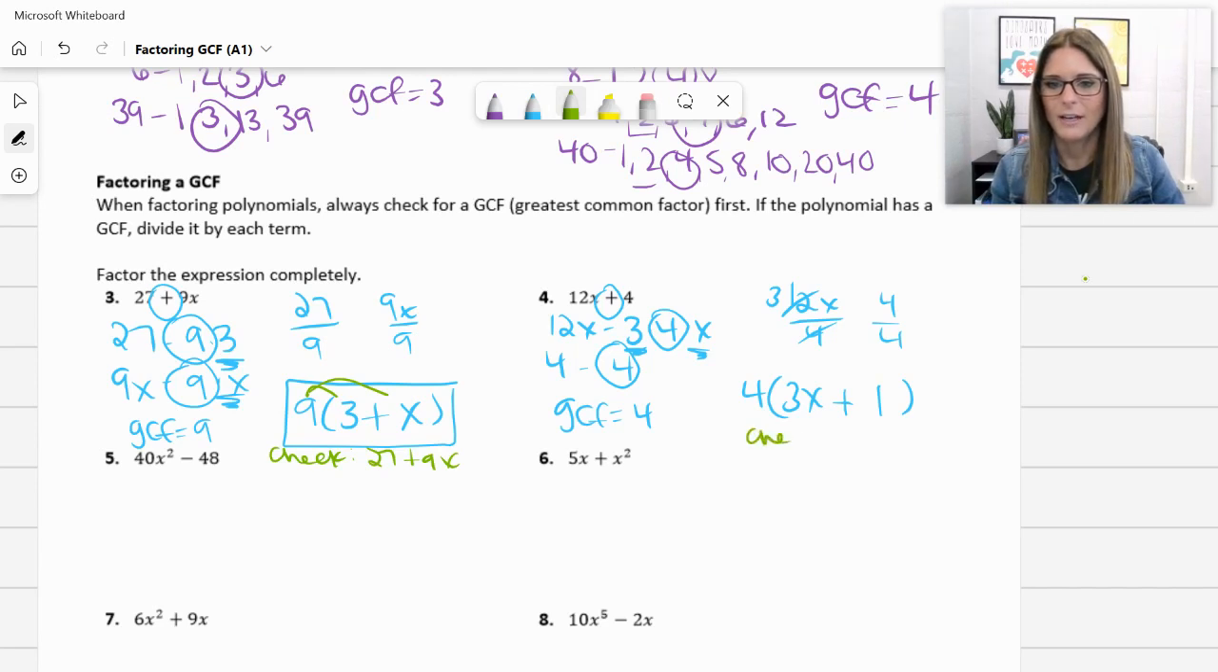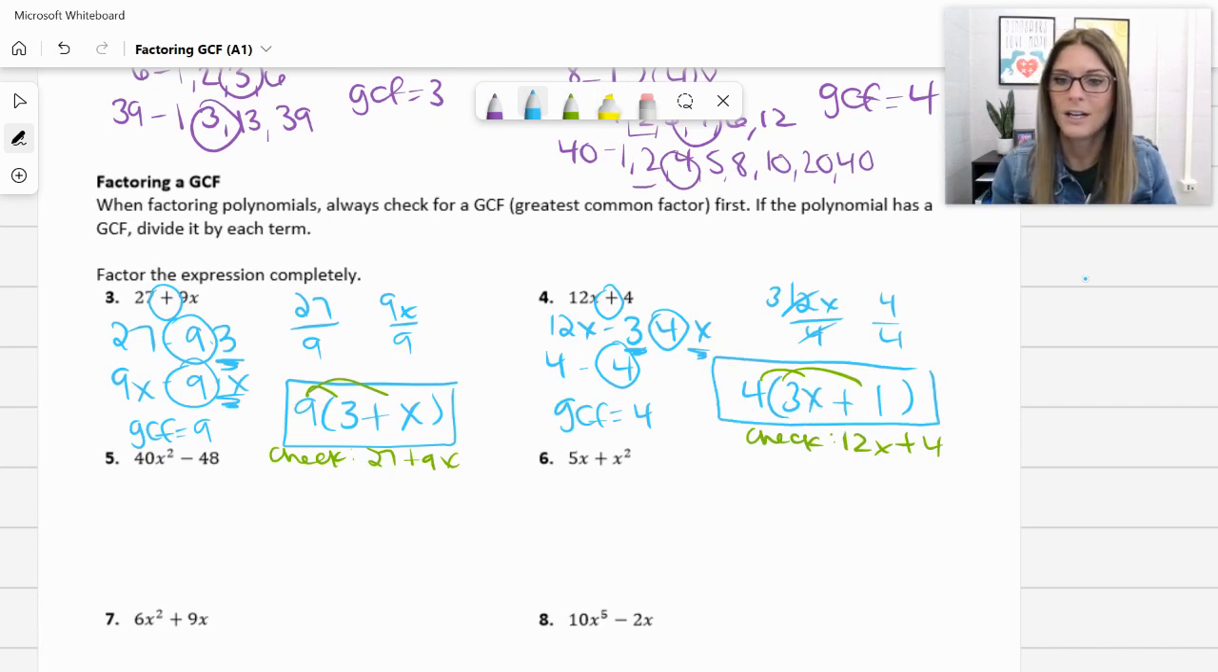Let's check it really quick. 4 times 3x is 12x, and 4 times 1 is 4. And I got back to the original polynomial that we started with. So there's your factored form, 4 times the quantity 3x plus 1. Let's move on to the next example. Number 5, 40x squared minus 48.